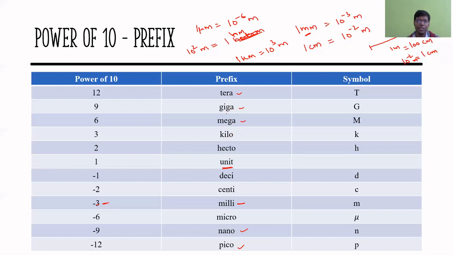So this way you can easily remember this part. And this is the unit for one. And down we know centi, milli, micro, nano, and pico. So that's how we have corresponding symbols. For tera, we have capital T. For giga, we have capital G.